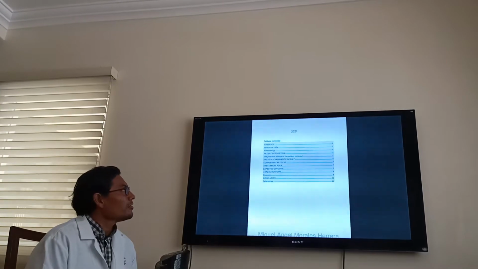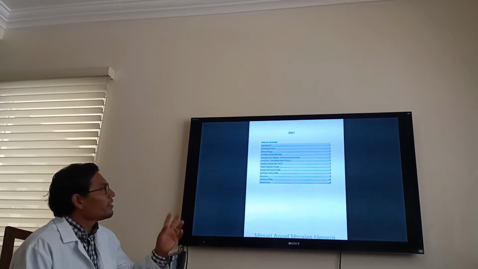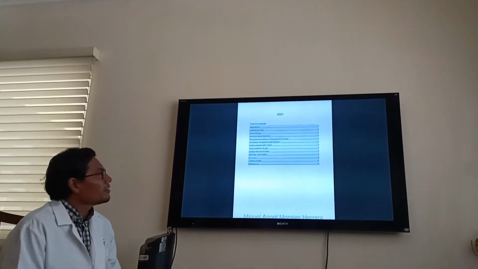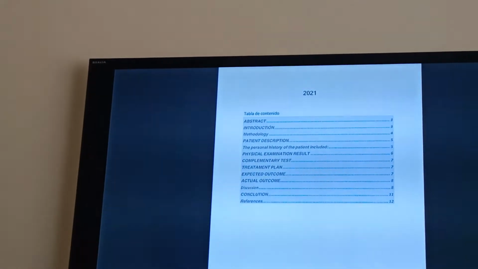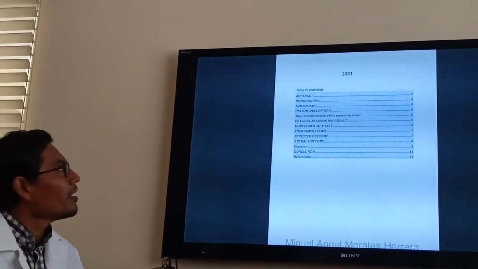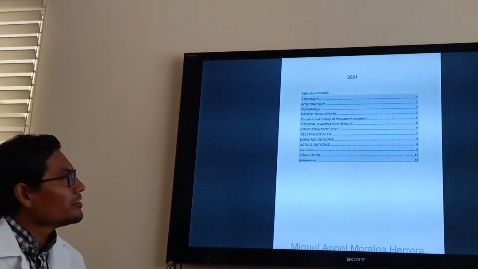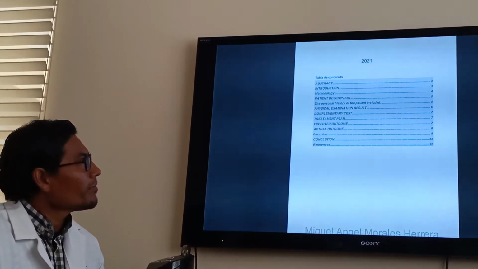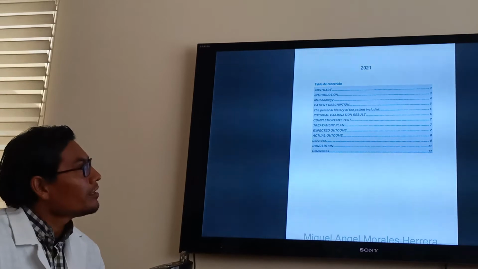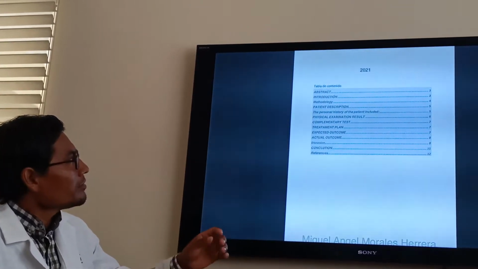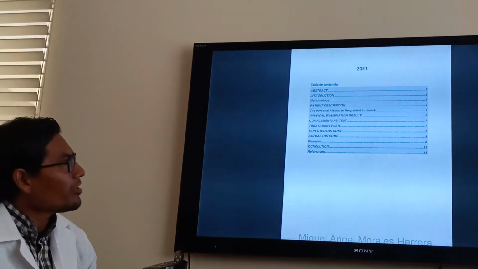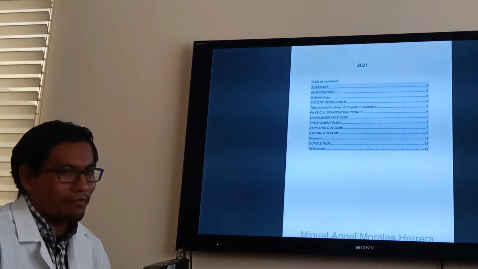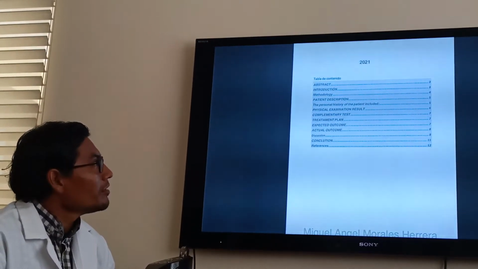And the ratio of the content for my board is the table of contents. Pages 1, 2, 3 are the abstract, and the introduction is on page 3. Methodology is on page 4, and the patient description on page 5. Next is the personal history of the patient, also included on page 5.